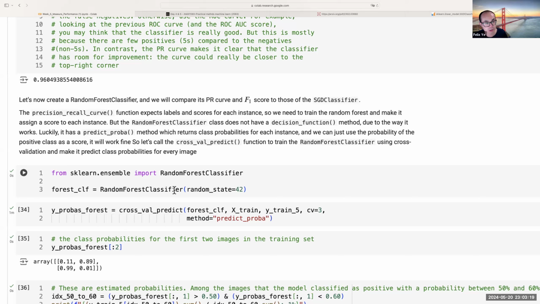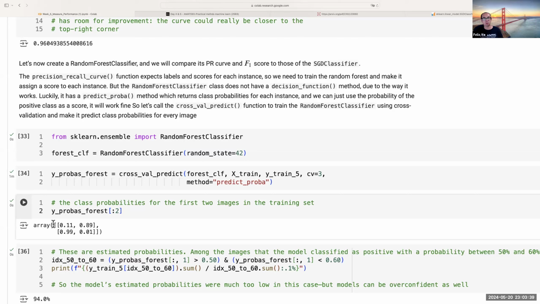Okay, so what we can do is create this random forest. We're going to use the predict probability feature right here. For example, if we want to make a prediction for the first image right here, it says the probability of it not being a 5 is 0.11 and the probability of it being a 5 is 0.89. So that will be predicted as 1 right here, which is exactly what we expected.